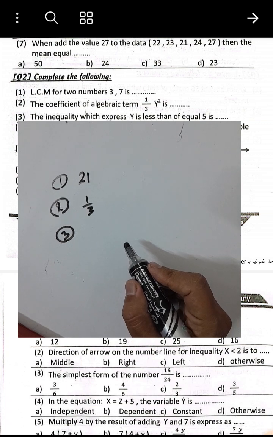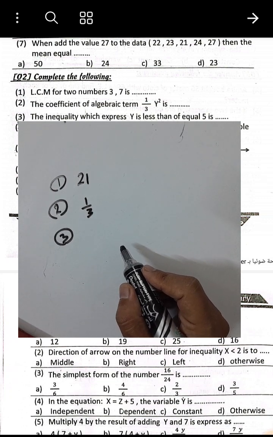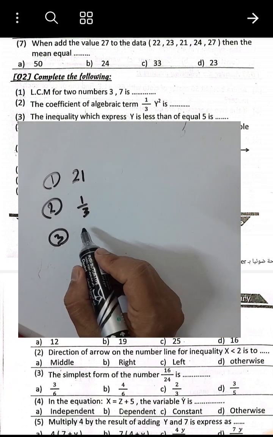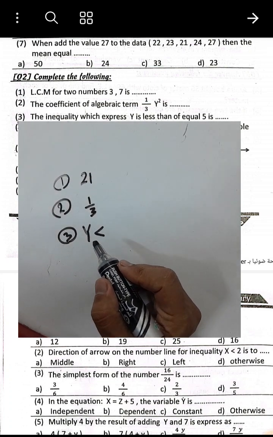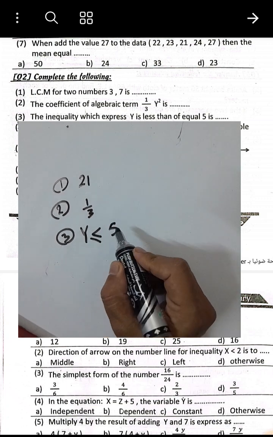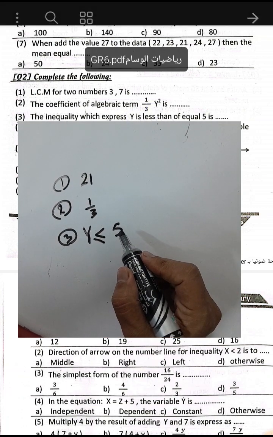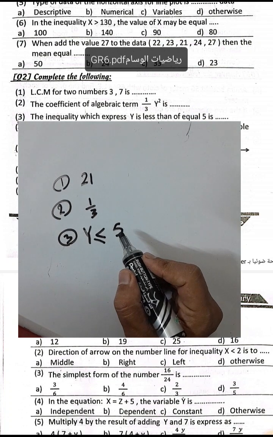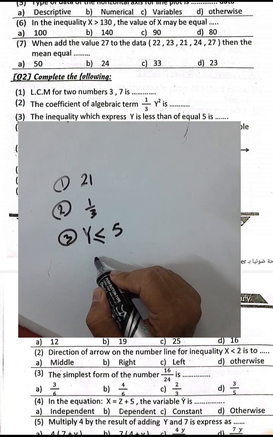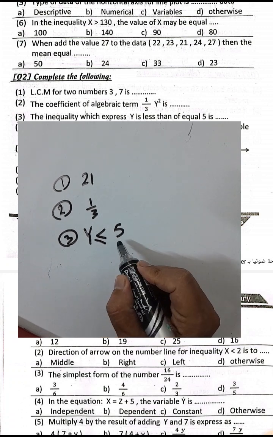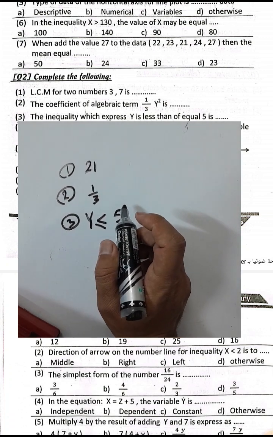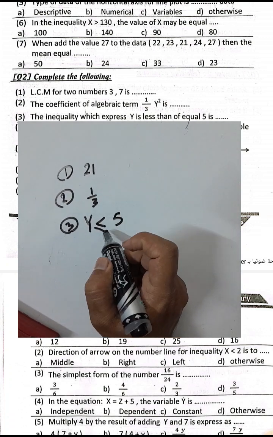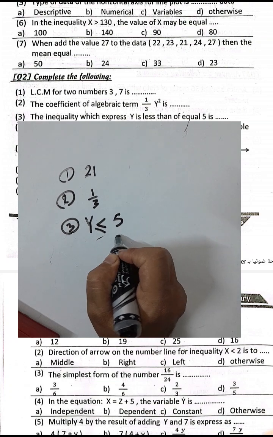Y is less than or equal to 5. Right, this is the inequality which expresses y is less than or equal to 5. You must change this word again. Y is less than or equal to 5. Okay, change this word here. The inequality which expresses y is less than or equal to 5. Y is less than or equal to 5 here.